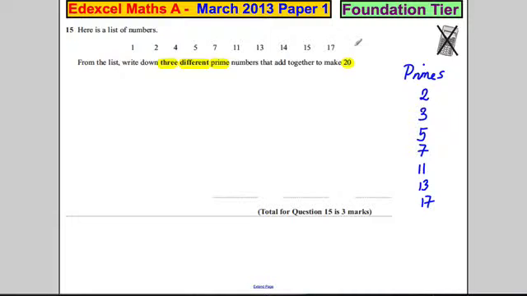Now, what are primes? Primes are numbers that only have 2 distinct factors. The factors of 2: the only thing that times up to 2 is 2 times 1. The only thing that times to 3 is 3 times 1. 5 times 1, 7 times 1. 7's a factor, 1's a factor. They have 2 different factors.